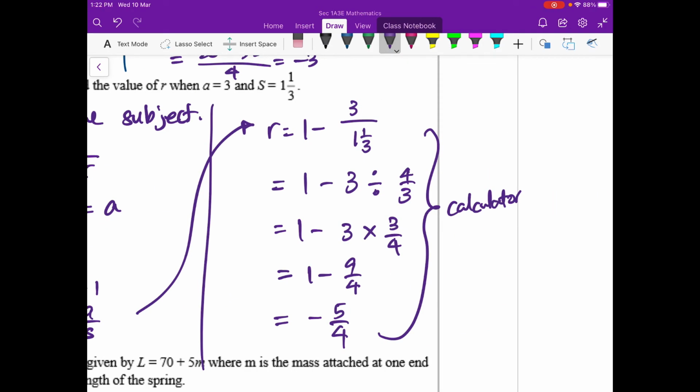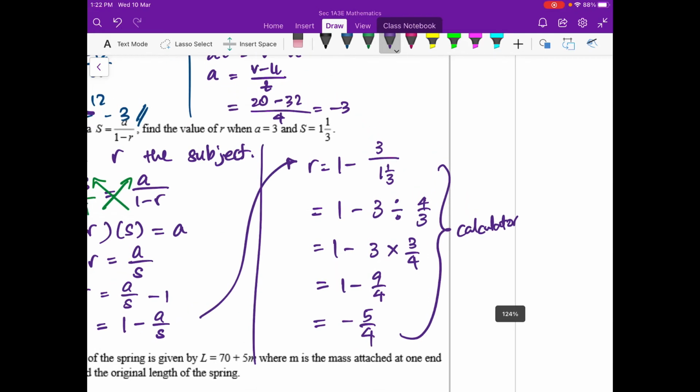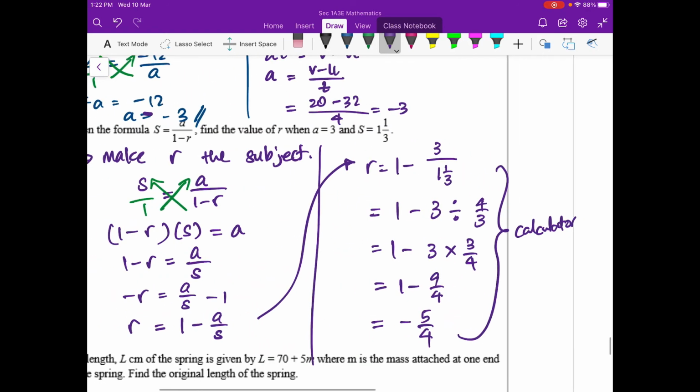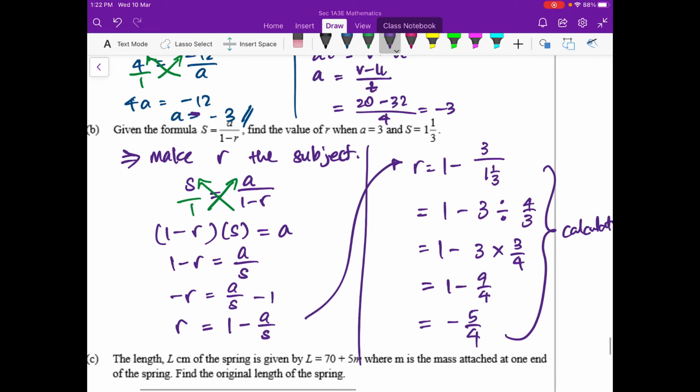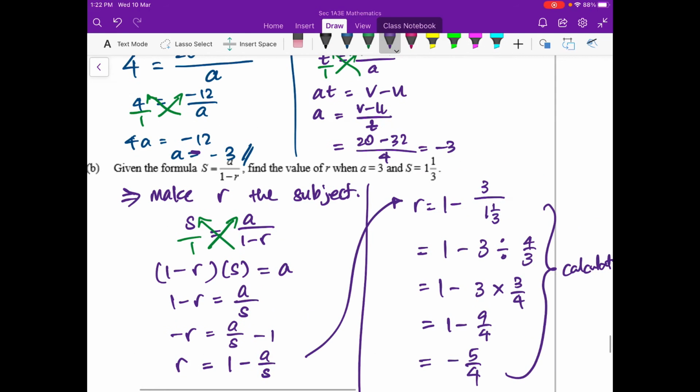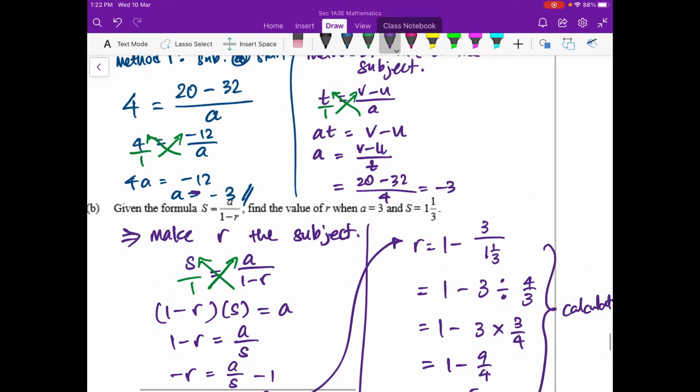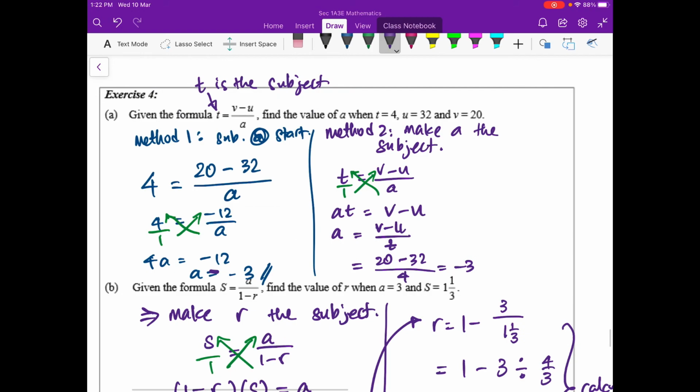4 over 3 times 1 minus r. Then equals to 3. Then after that I can simplify 4 over 3 times 1 minus r. Okay, basically what you did was method 1. You did the substitution at the start.